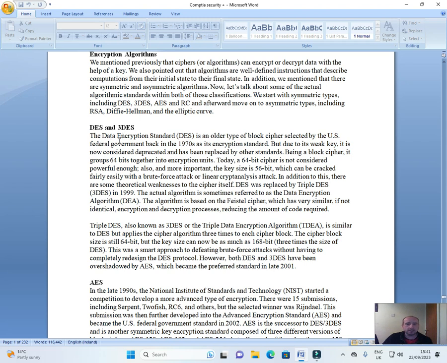DES and 3DES. The Data Encryption Standard, DES, is an older type of block cipher selected by the US federal government back in the 1970s as its encryption standard, but due to its weak key, it is now considered deprecated and has been replaced by other standards. Being a block cipher, it groups 64 bits together into encryption units. Today, a 64-bit cipher is not considered powerful enough. Also, and more important, the key size is 56-bit, which can be cracked fairly easily with a brute force attack or linear cryptanalysis attack.